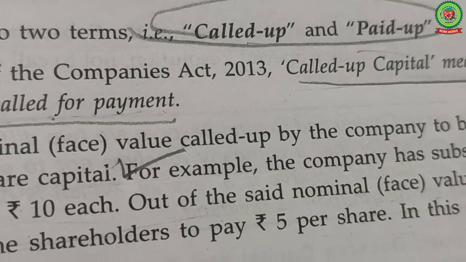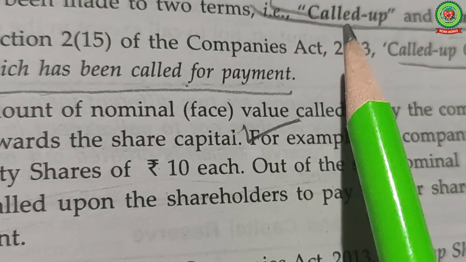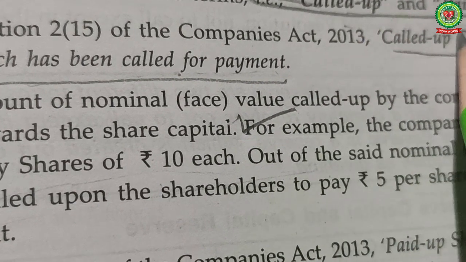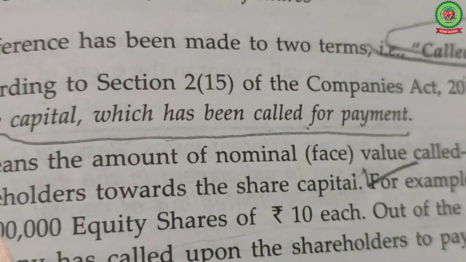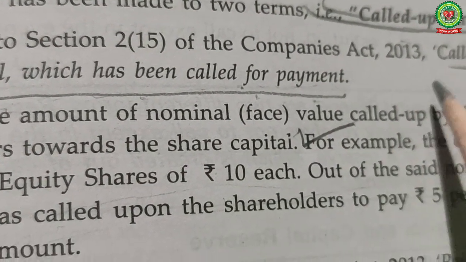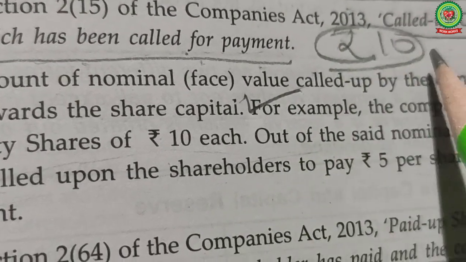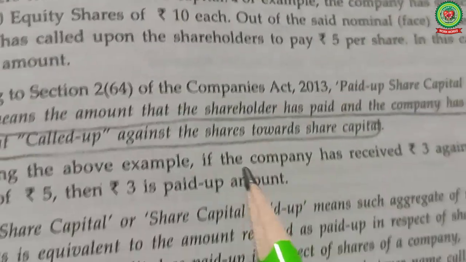Now the next point, page number 6.11. In this case, difference between called up and paid up. So what is the difference between called up and paid up? First of all, see called up. Called up means such part of capital which has been called for payment, like suppose rupees 10 called for payment, so rupees 10. If only called rupees 8, then called up capital is rupees 8.